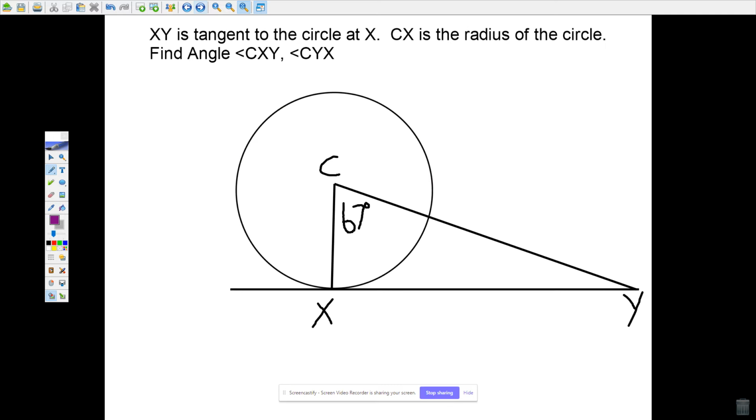Here we've got triangle CYX. It's tangent to the circle at point X. C is the center. I need you to find angle CXY and angle CYX. Please pause now. Here's the answer.